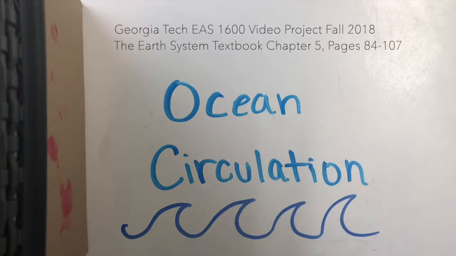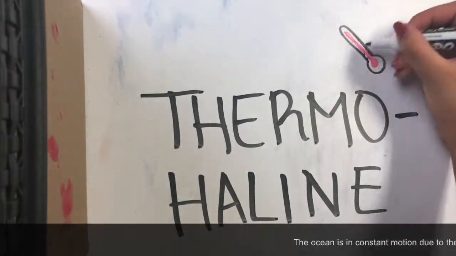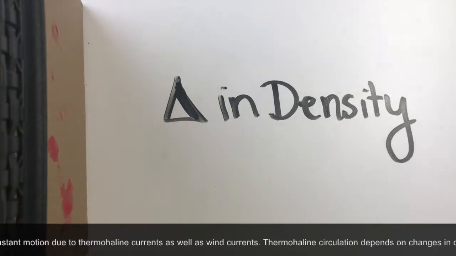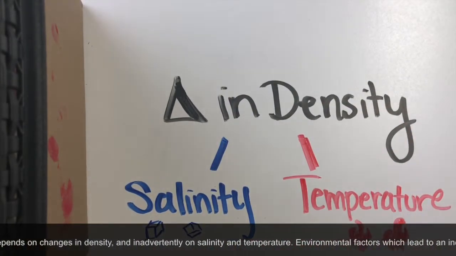The ocean, often called the global conveyor belt, is in constant motion due to thermohaline currents in the deep ocean, as well as wind-driven currents in circulation cells on the surface. Thermohaline circulation depends on changes in density and, inadvertently, on salinity and temperature.